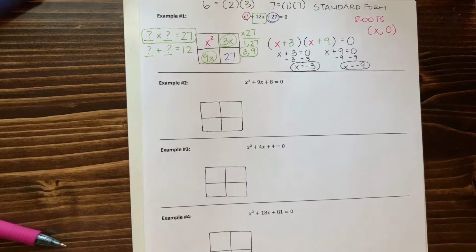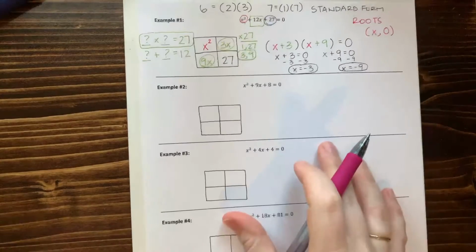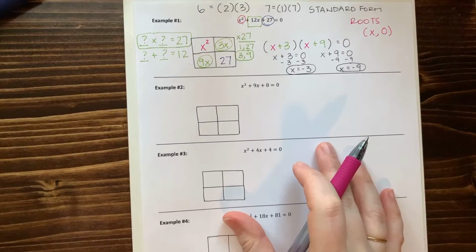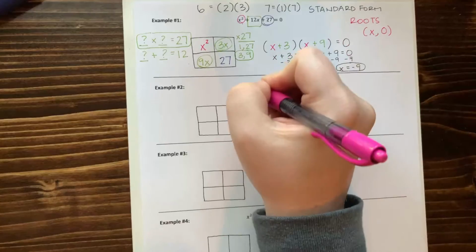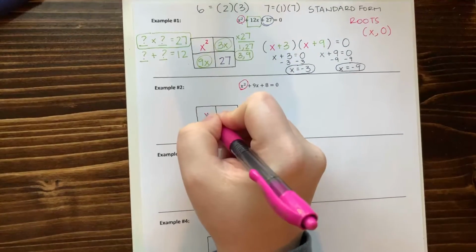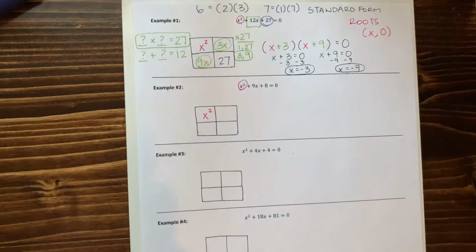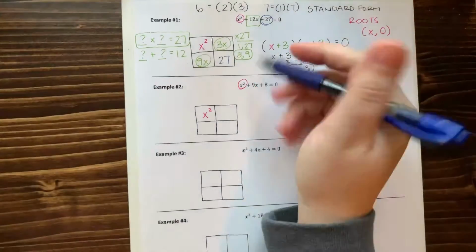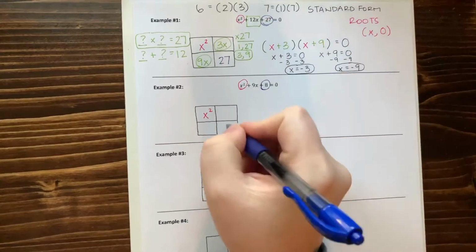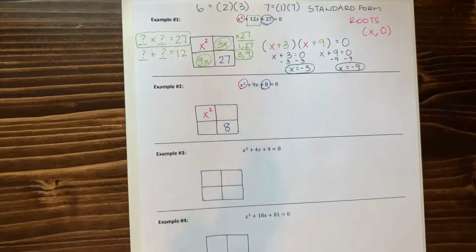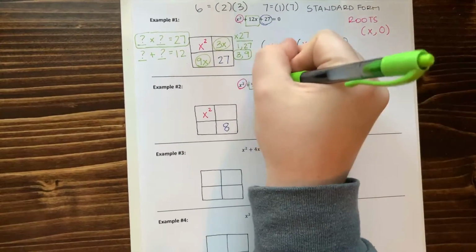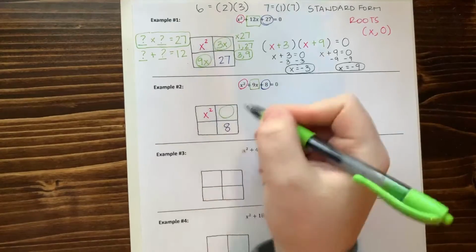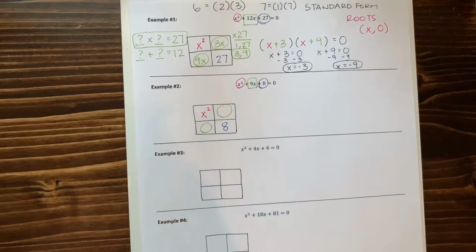All right, let's do another example. We have x squared plus 9x plus 8 equals 0. My x squared term is going to go in the first box. My 8 is going to go in the last box. Now I've got to figure out how do I split up 9x into these two pieces. So I'm going to make a list.